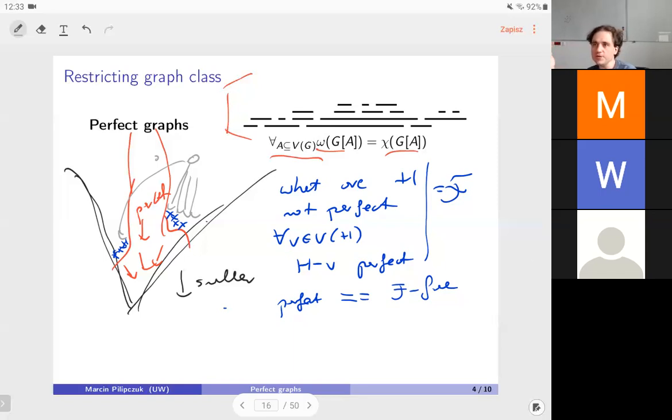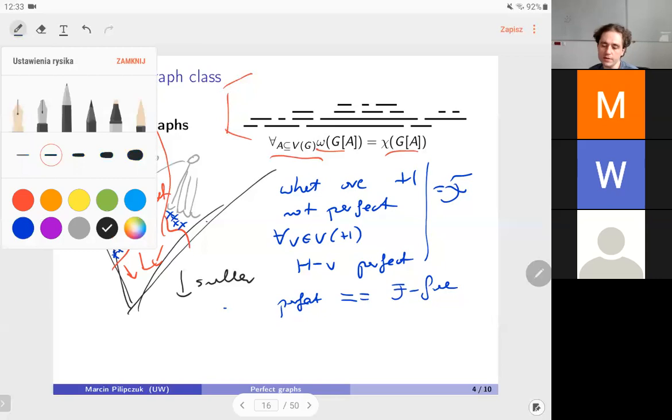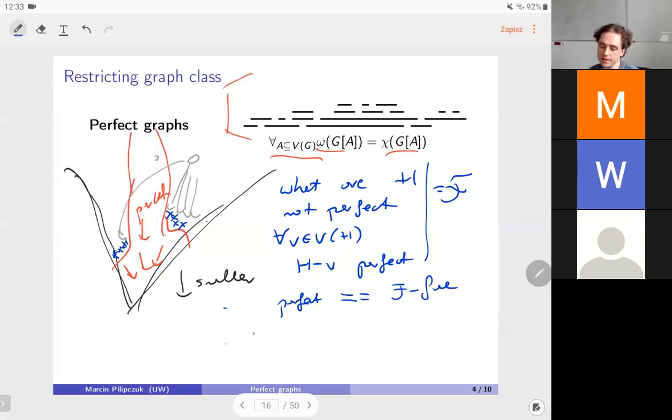We did it with minors. What are the minor minimal, and now we are looking at the subgraph minimal. It's obvious that there can be infinitely many of them. Actually, for perfect graphs, there are infinitely many of them. And one of the natural examples that comes to mind are odd cycles. So if you look at C5, this has got omega equal 2, but chi equals 3.